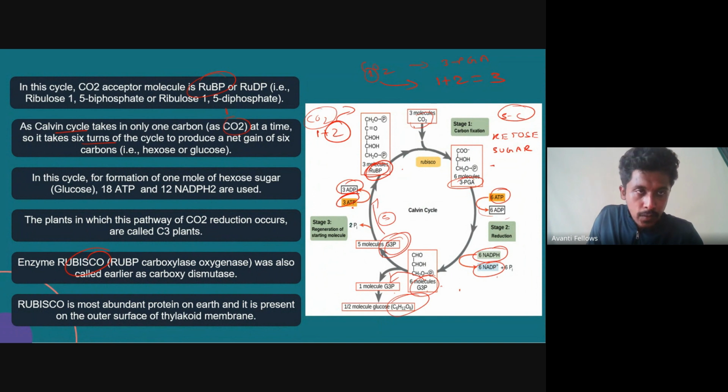Now what happens to this phosphoglyceric acid? Here ATP and NADPH get reduced into ADP and NADP plus, and this is used for the conversion of 3-PGA into glycerol 3-phosphate. One glycerol 3-phosphate is used for the manufacturing of glucose, and the rest of the glycerol 3-phosphate is recycled back for the regeneration of RuBP. Again, ATP is utilized here. That is why the light reactions are very, very important for this process.